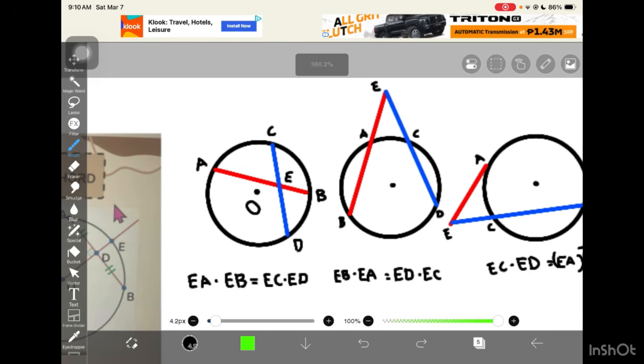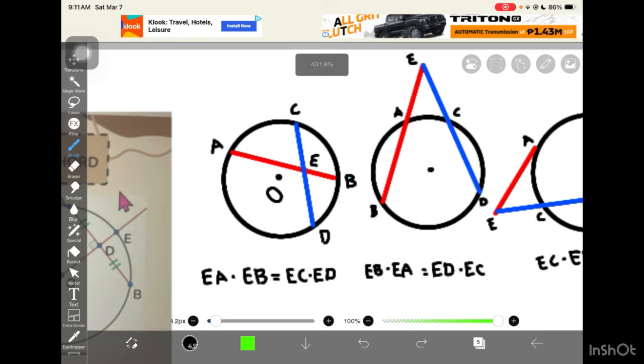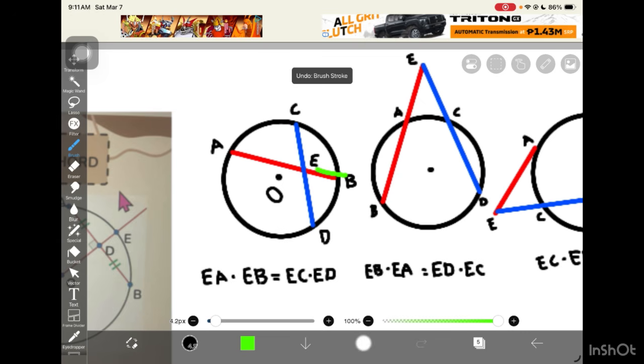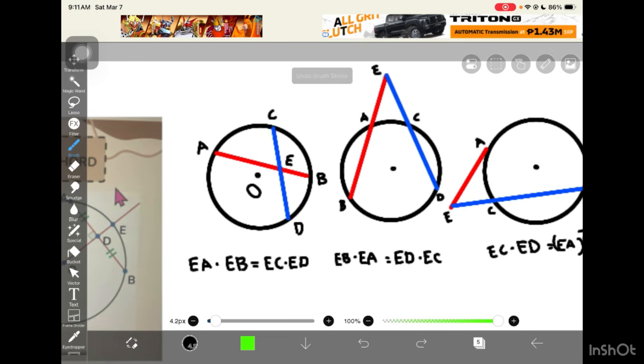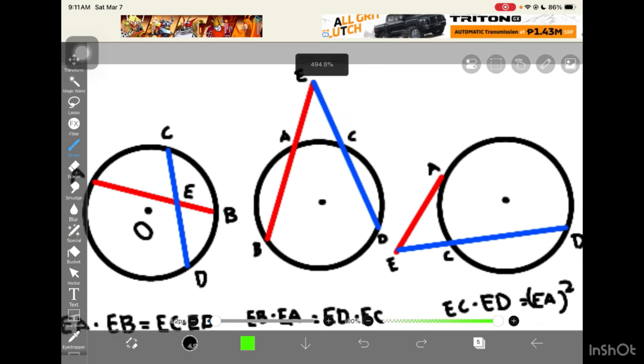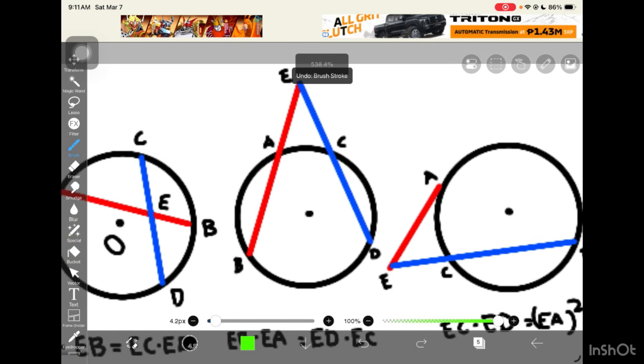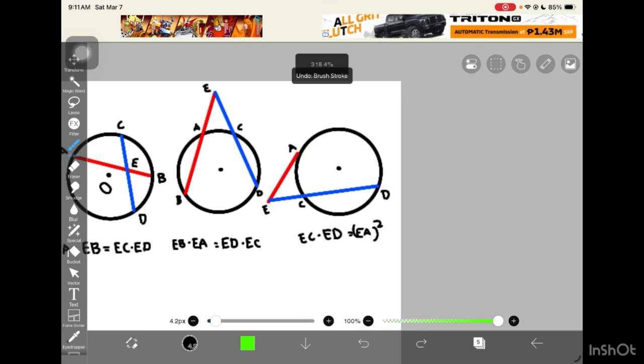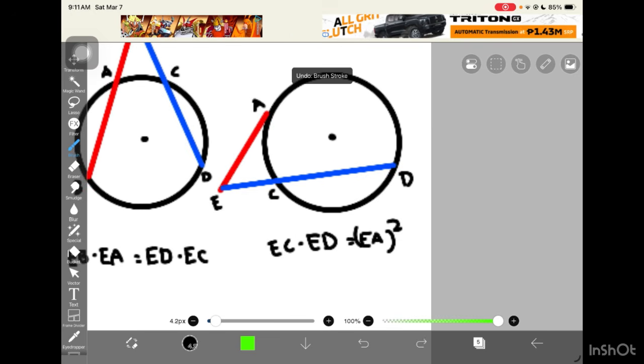As you can see, if we have 2 secants, we can say EA times EB is equal to EC times ED. And this is also 2 secants, but if we have something like this structure, we can say EA times EB is equal to ED times EC. And lastly, we have EC times ED is equal to EA squared.